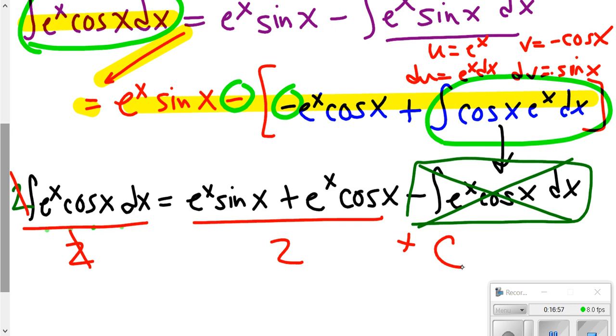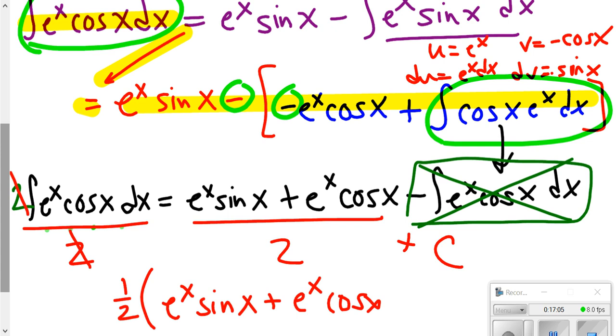So my final answer would be 1/2 e to the x sine of x plus e to the x cosine of x plus a constant. Therefore, that is my answer. Okay? That's called a cyclical or cycling integration by parts problem.